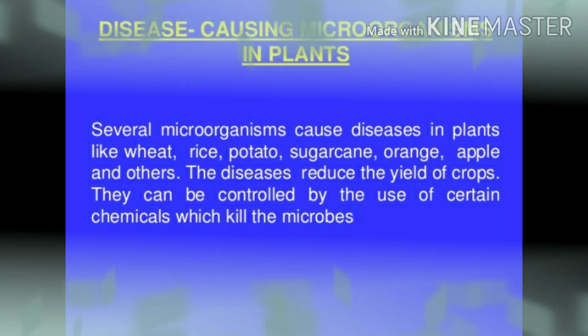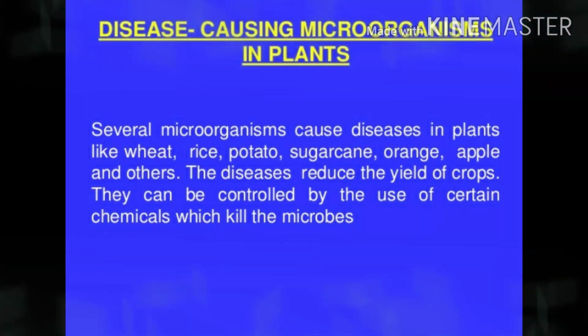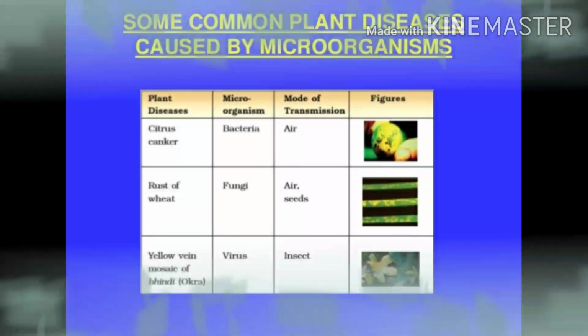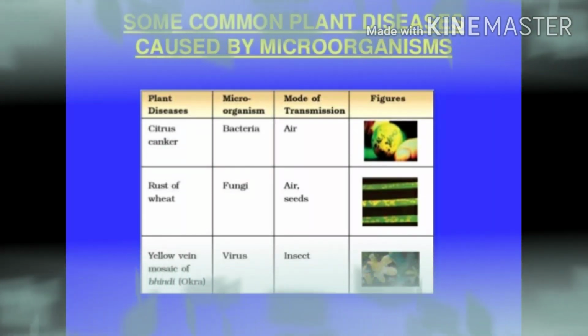Plant pathogens are very similar to those that cause disease in humans and animals, like fungi, fungal-like organisms, bacteria, phytoplasmas. Phytoplasmas are bacterial parasites of plants. Then viruses, viroids, and nematodes. A viroid is a plant pathogen and nematodes are worms. Next we will discuss common plant diseases caused by microorganisms.